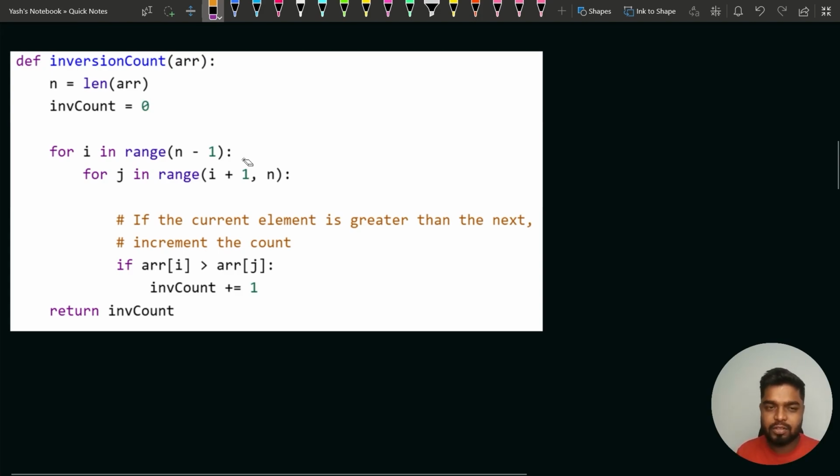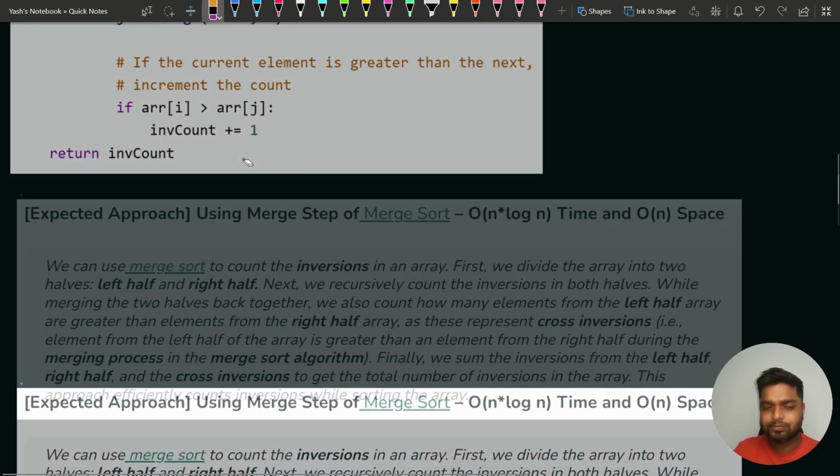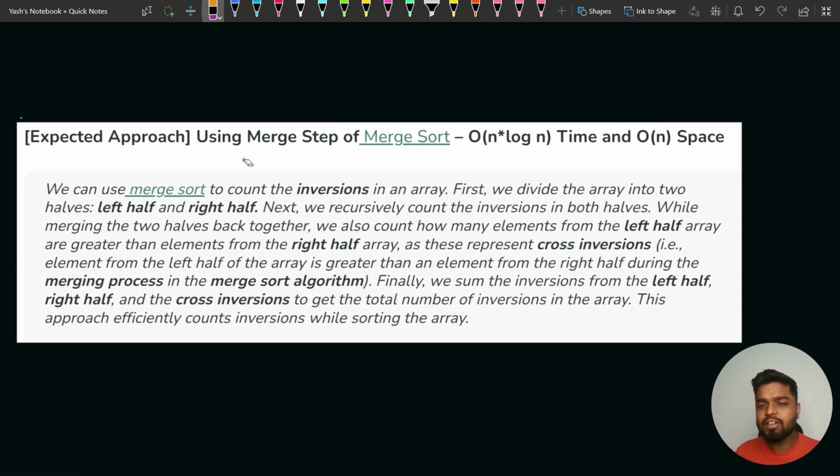Now how can we improve this? In order to improve this, we can use the merge sort concept. The idea is that for a particular array, we choose a midpoint and divide the array into two halves. The left half gets sorted, the right half also gets sorted, and then we merge both the sorted arrays. But here, apart from applying merge sort, we will also count the number of inversions using basic intuition. I'll try to explain that using the dry run.